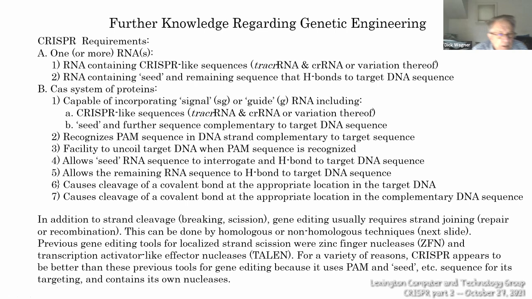Secondly, this Cas system has to recognize the PAM sequence in DNA, which is on the complementary strand to the target sequence. This is unique to the Cas system. I'm pretty sure that there's no other system that's been found yet. I know they're looking for it in bacteria and in eukaryotic cells, like in humans, but nothing's been found like this. It's unique in the sense that this is the place where the Cas system looks first, and if it doesn't find the sequence, it just quickly goes on to the next place.